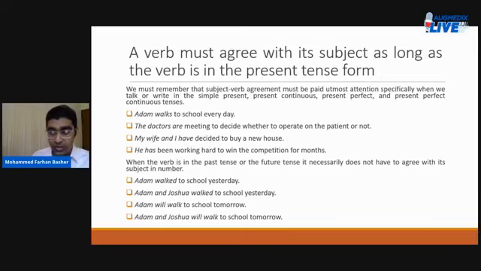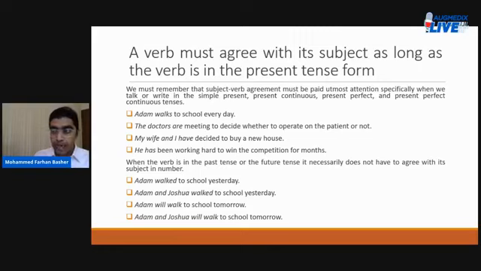Adam walks to school every day. The doctors are meeting to decide whether to operate on the patient or not. My wife and I have decided to buy a new house. He has been working hard to win the competition for months. Now, be a little observant and observe that all these four examples that I've just read out are all in the present tense, right?